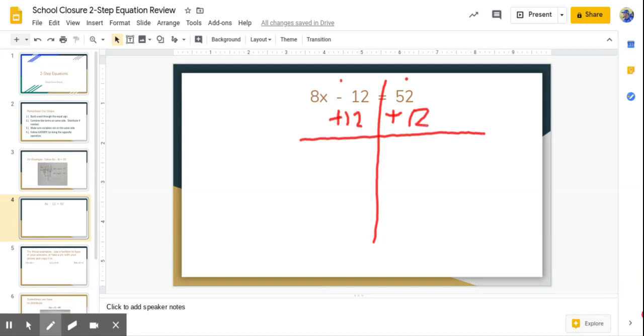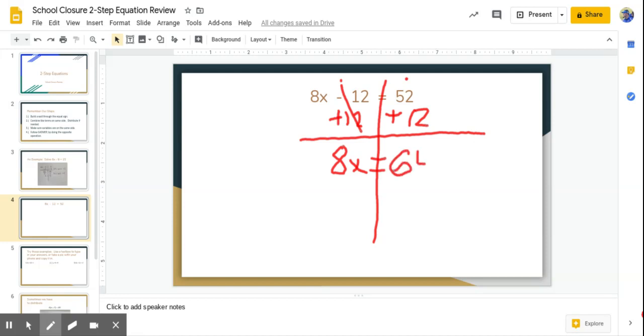So when I do this, the negative 12 plus 12 cancels out to a 0 and they're gone. The only thing I'm left with then is an 8x on the left-hand side. And that's going to equal 52 plus 12, which is going to be 64.